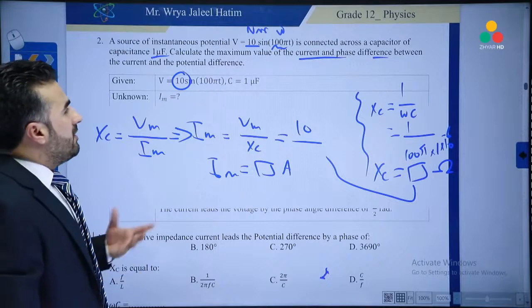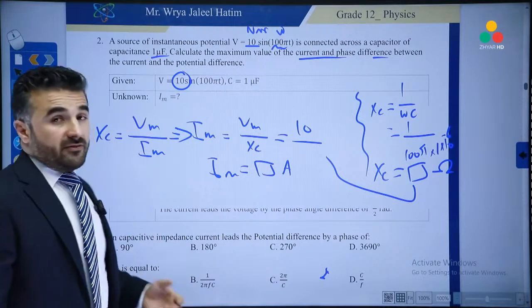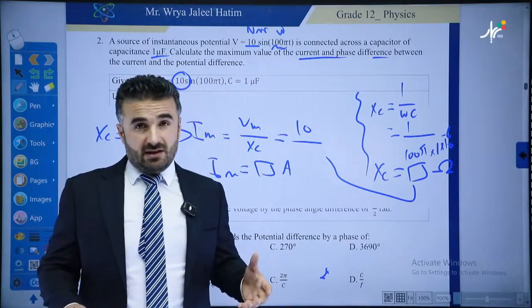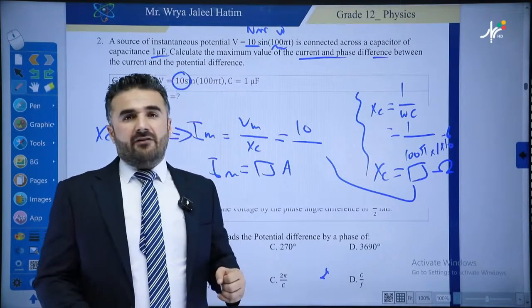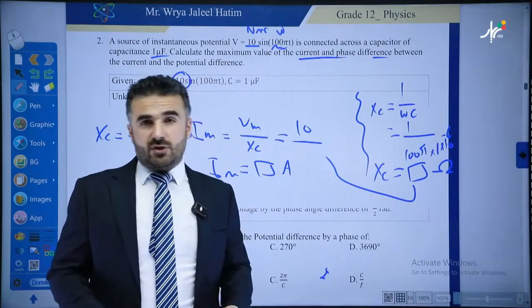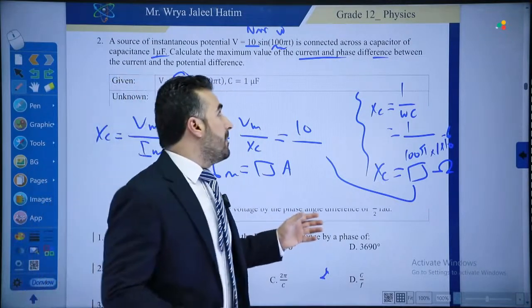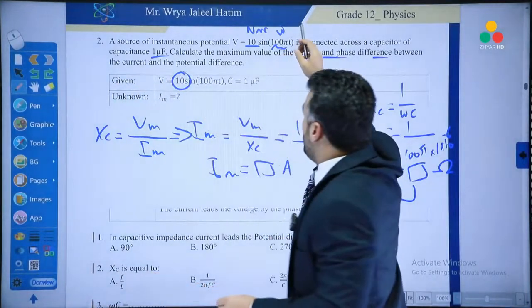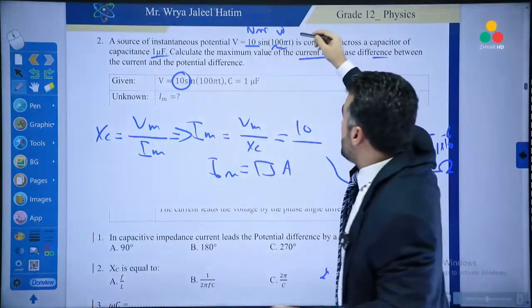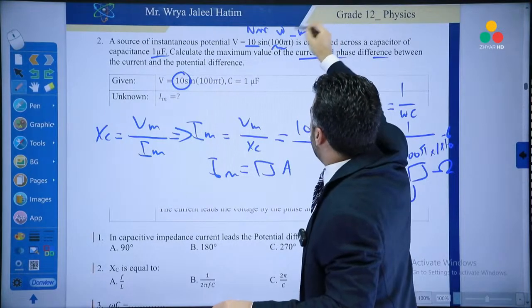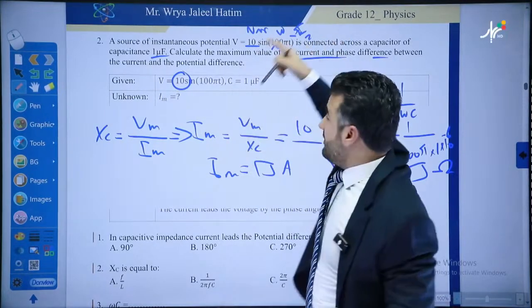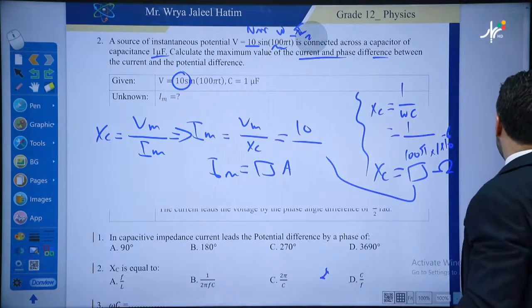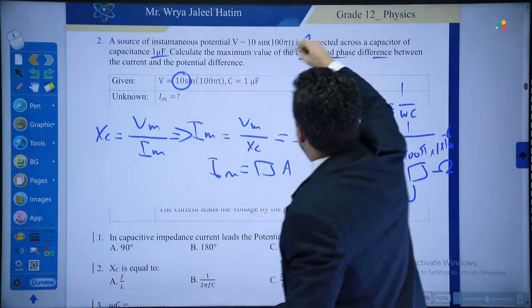It says, the phase difference between the current and the potential difference. We've learned that when a pure capacitor is connected to a circuit, the current leads the voltage by 90 degrees. Let me tell you something else here, because this is the instantaneous equation for the voltage. It doesn't say minus pi over 2, yeah? If it doesn't say this, that means the current in this case is leading, yeah? So let me tell you what I mean by this.